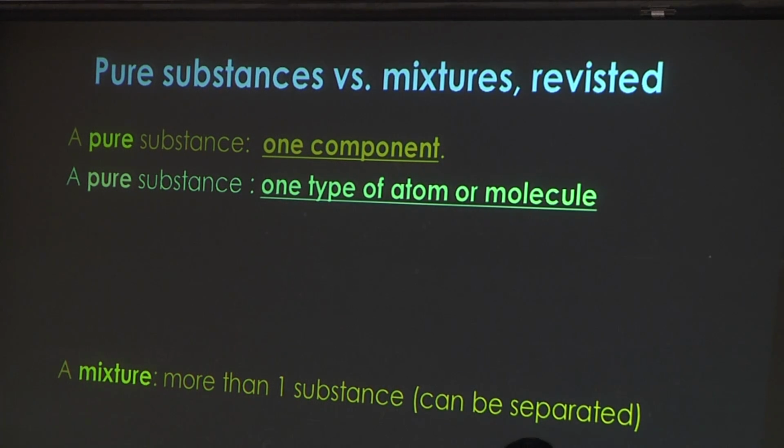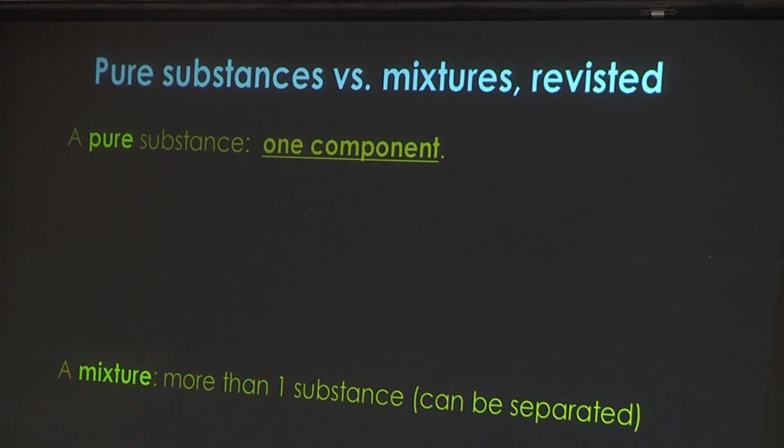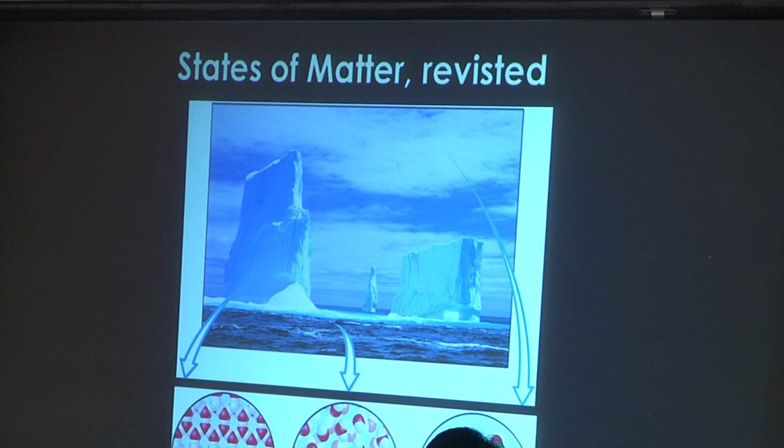So, even if that molecule has different atoms, it's still a pure substance? Correct. So water has hydrogen and oxygen, right? But that's different from hydrogen by itself and oxygen by itself, right? As long as it has just these water molecules, it's a pure substance.